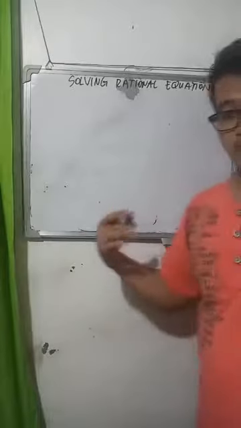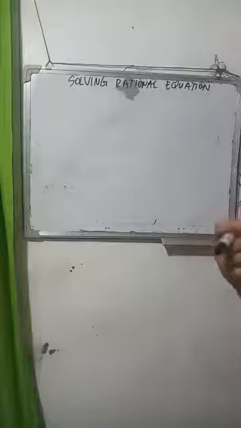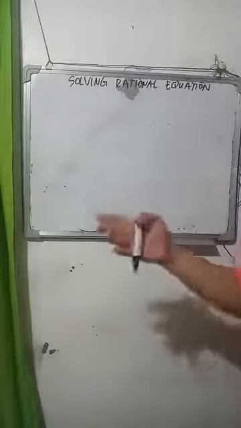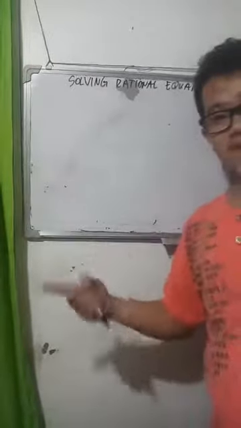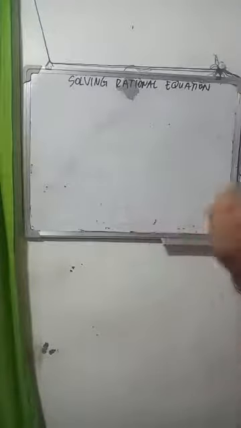Okay. In solving rational equation, there are steps you need to follow. First, you need to eliminate the rational expression in the equation by multiplying both sides of the equation by the LCD. Okay? By the LCD. Yes, pang grade 11 po ito. Okay, next.